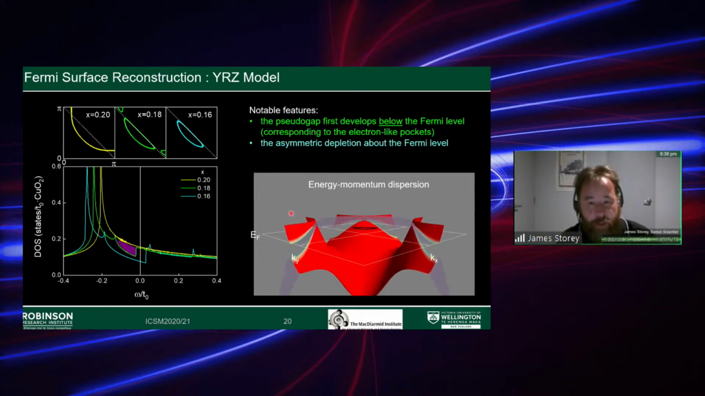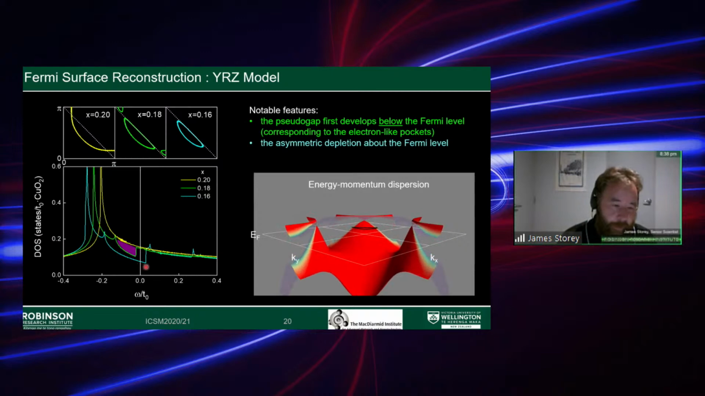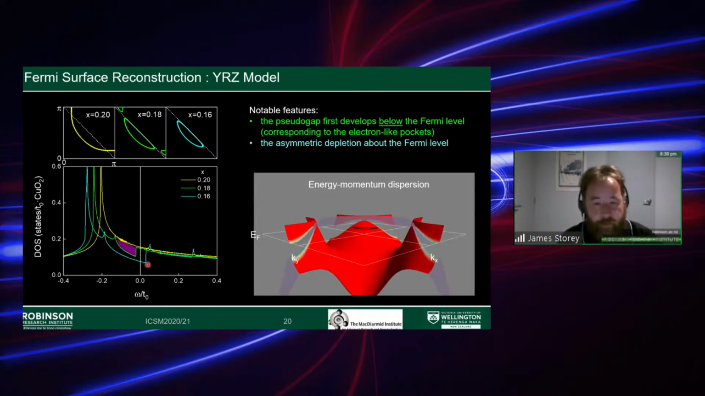Some key features to note in this picture: the pseudogap first appears entirely below the Fermi level. Also, as the electron-like pockets begin to disappear, the pseudogap then begins to span the Fermi level. Note too that, as mentioned by our last speaker, there's a particle-hole asymmetry in the pseudogap. And furthermore, this gap appears to be non-states conserving, so it has that property which would describe the specific heat also.